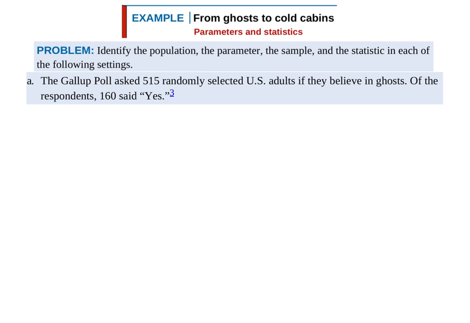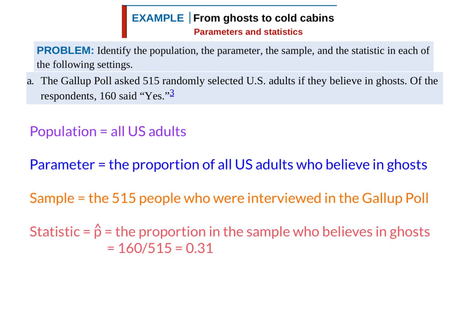So now let's identify the population, parameter, sample, and statistic. The population is all United States adults. The parameter is the proportion of all U.S. adults who believe in ghosts. And the sample is the 515 people who were interviewed in this Gallup poll. And then our statistic, our p hat, or our sample proportion, is the proportion in the sample who believe in ghosts. So that's 160 out of the 515, and that is about 0.31 or 31%.